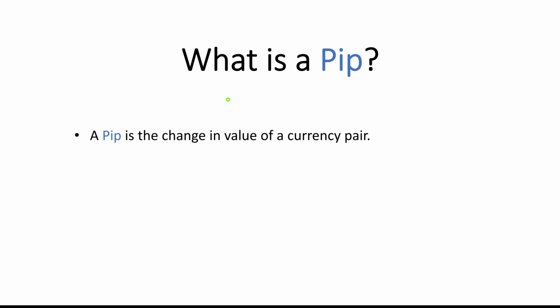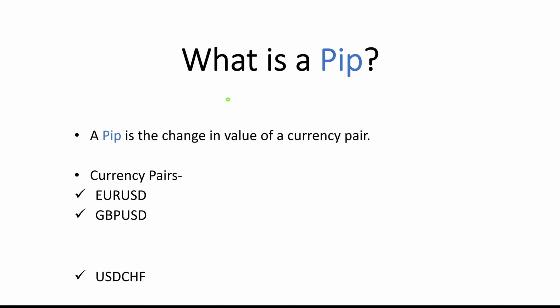Now, a pip is the change in value of a currency pair. If I talk about currency pairs, I mean Euro USD, GBP USD, USD CHF, Euro JPY, etc. These currency pairs have values at a given time. I'm saying that because the values of the currency pairs are not fixed. They keep changing. So now, how do you find the value of a currency pair?